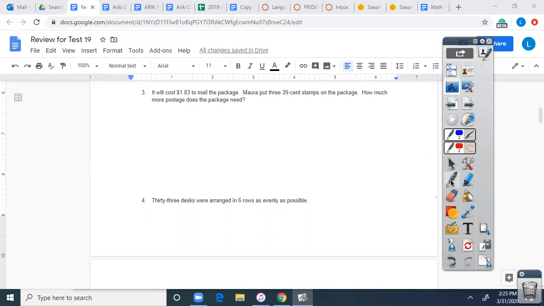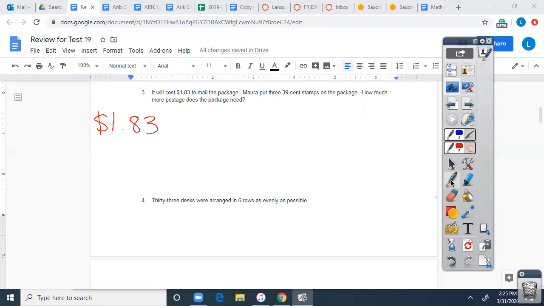Okay, number 3, it will cost $1.83 to mail the package. Mara put 3 39-cent stamps on the package. How much more postage does the package need? Okay, so again, a 2-step word problem. So it's going to cost $1.83 to mail the package total. This is what Mara has already put on the package.